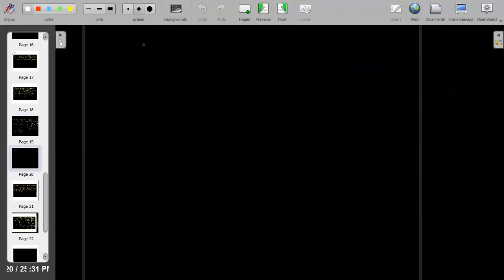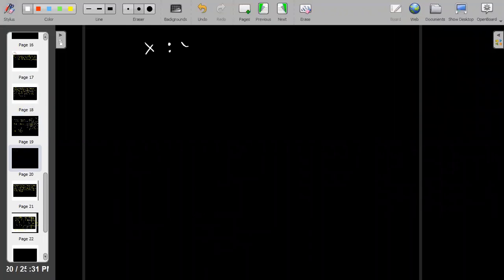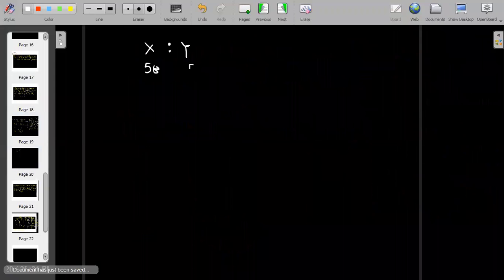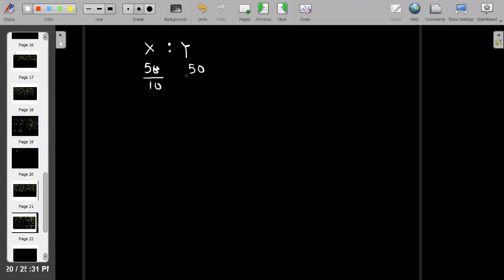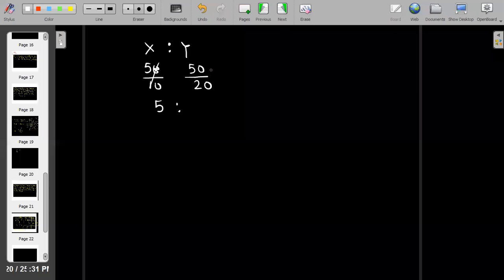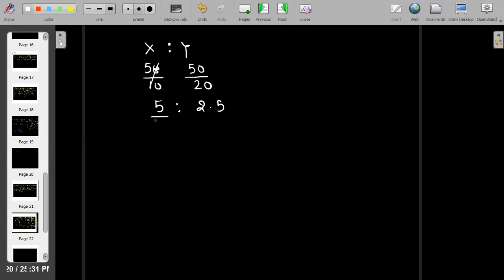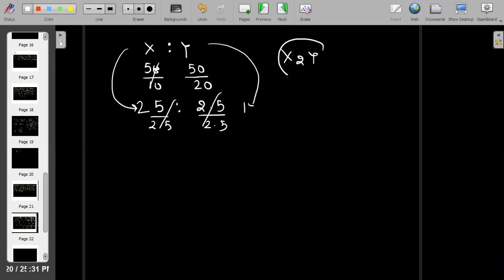Suppose you don't have enough time. So write down X tends to Y like this. X is the mass 50 and 50, given in the question. What is the atomic mass? 10. What is the atomic mass? 20. After dividing, what are we getting? 5 tends to 2.5. Now we know the simple number, divide by 2.5. Here is 1, here is 2. So X how many times? 2 times. Y how many times? 1 time. So what is the formula? X2Y. Look, it took only 30 seconds.